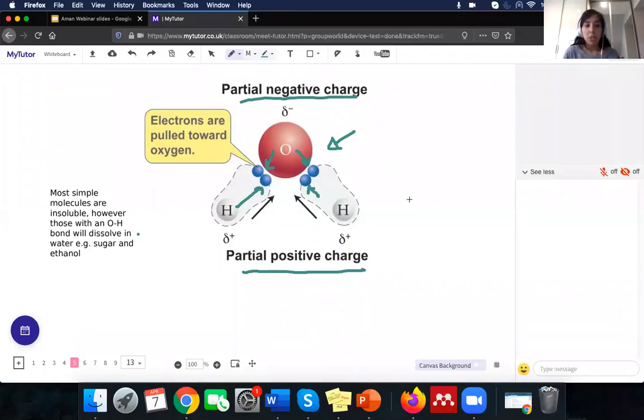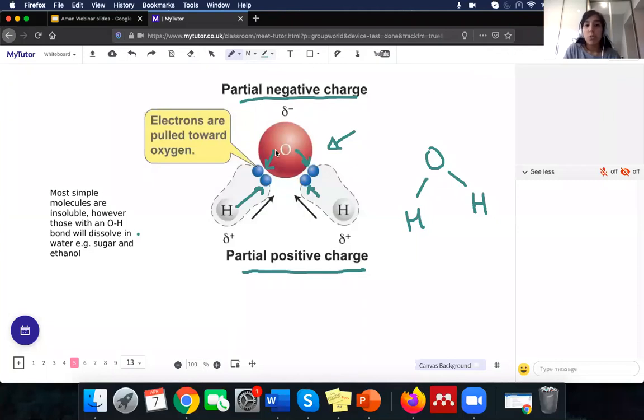Here we can see sugar and ethanol, they have an OH bond. OH is like in water, so we know oxygen bonds with hydrogen like this, and so there's an OH bond. If something is to dissolve in water, it must have an OH bond, which sugar, or glucose, which hopefully you know from biology, and ethanol do have. Ethanol is alcohol and it's got an OH bond at the end of it.